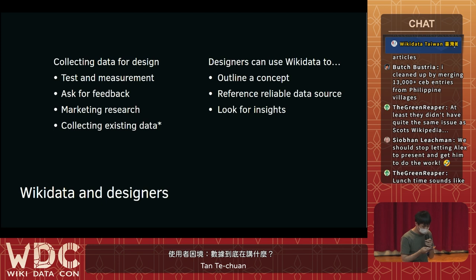The fourth way to collect data is not very common in the past, but it will be more and more popular in the future, because we have so much data. If we Google data sources, there is a lot of data in Wikidata and other databases, but now we don't know how to use this data for our design work. But if we look into this data, we probably can find some insights. So how do we use the data for insight?